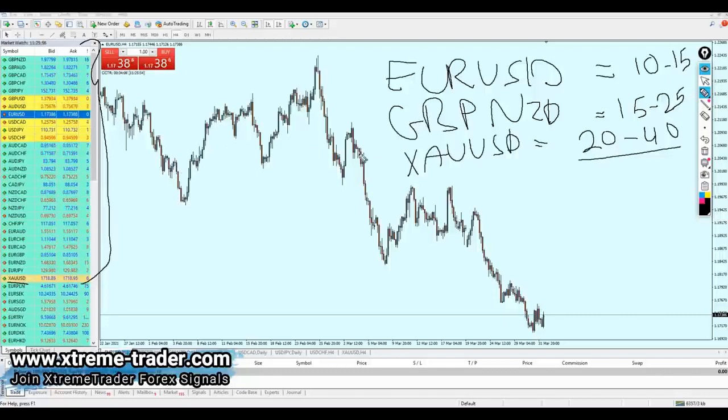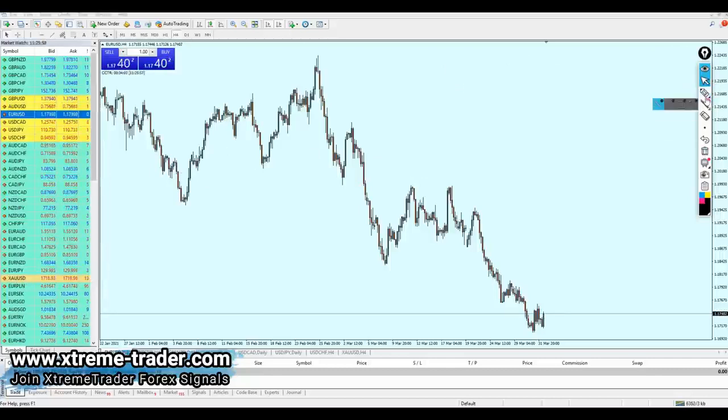Always remember, if you want to make more profits, in my opinion, and personally what I'm doing, I'm always focusing on scalping the gold, the pound NZD, the pound JPY, and also the Euro NZD. I always prefer these four pairs.